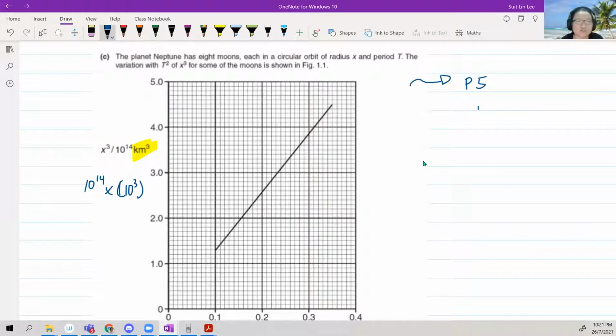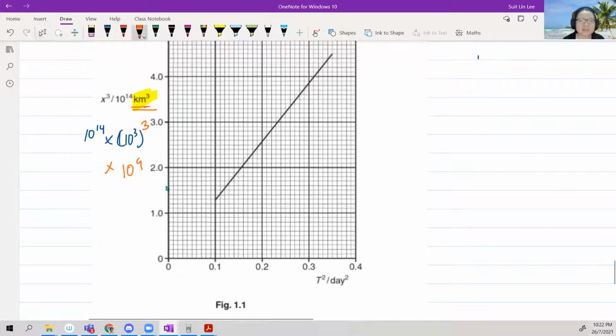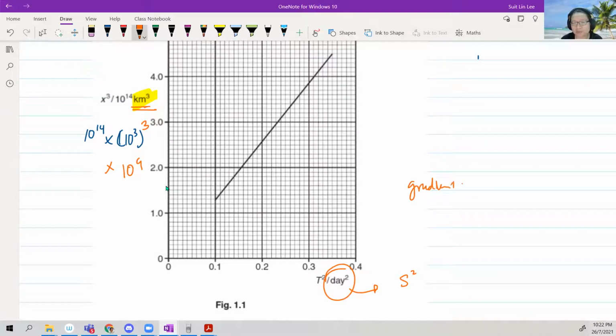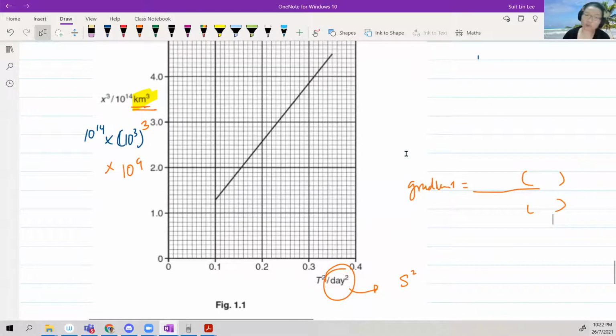Just want to mention that there are a few traps here. This is km to the power 3. So you have a kilo here, then power 3, so it's 10 to the power of 3, to the power 3. So this is 10 to the power of 9. And then you see this day squared. This one I let you convert. You have to convert to seconds squared. Always check the conversion before you calculate the gradient, especially if you are required to find a physical constant. So go do the question.